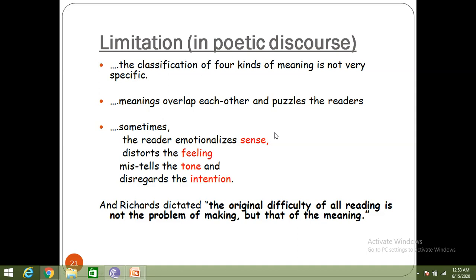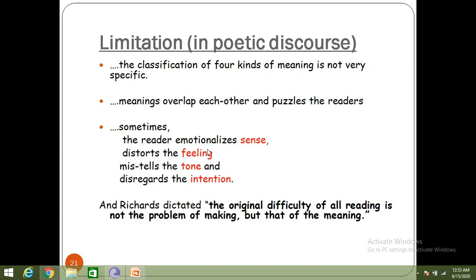For example, if we see Virginia Woolf's work, in most of her works, instead of feeling, tone predominates. So that is the point here. Even in political speeches, most of the time, instead of tone, intention predominates. So sometimes the reader emotionalizes sense, distorts the feeling, distills the tone, and disregards the intention.